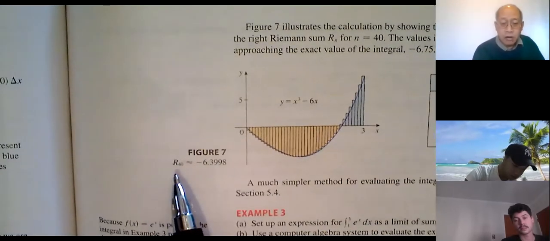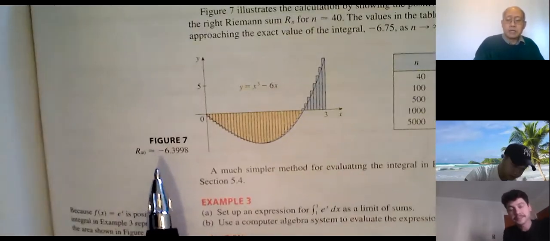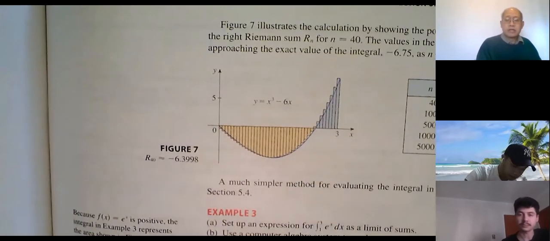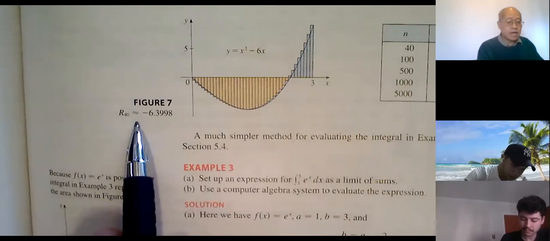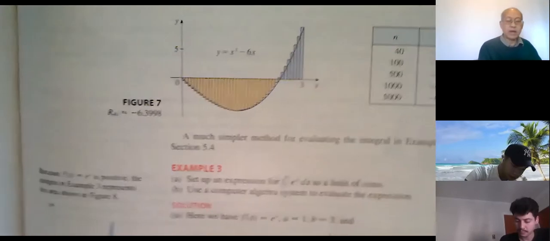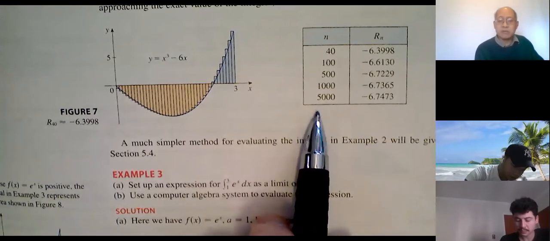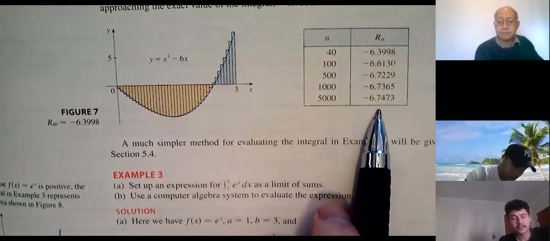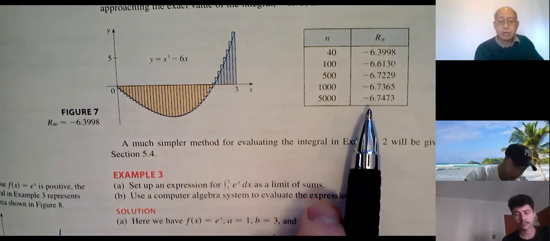Same concept here. They chopped this up in a whole bunch of pieces. R40, we know what that means: use the right endpoints, chop it up into 40 pieces. As you can see, there's a whole bunch more that's negative than positive, so it looks like our final answer should be a negative quantity. In fact, R40 comes out to be negative 6.399, so it looks like it's going to be about negative 6.4 for the true value. Then they chopped it up into 5,000 pieces, did it on a computer, got negative 6.7473. So my guess is maybe negative 6.75.